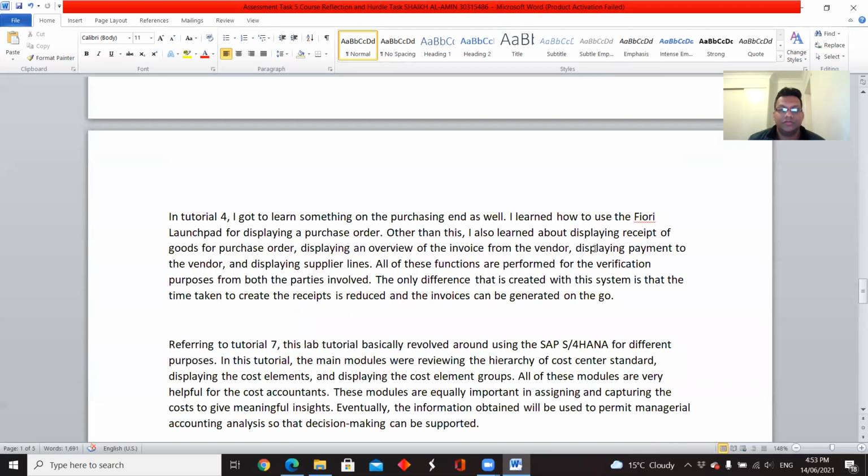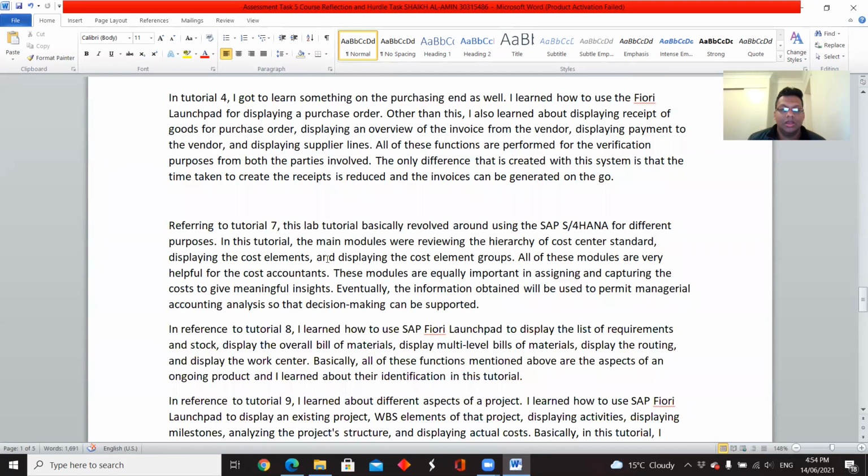Also in tutorial 4, I got to learn something on the procurement end as well. I learned how to use the Fiori Launchpad for displaying a purchase order. I also learned about displaying the received goods and purchase order, displaying an overview of vendor invoices, displaying payment for the vendor, and displaying the supply lines.